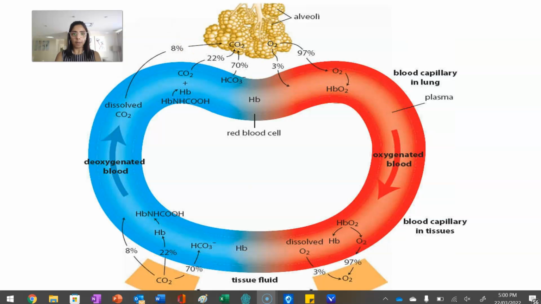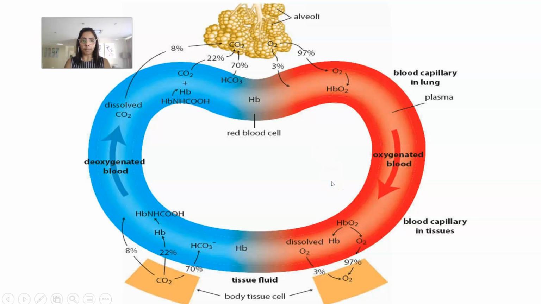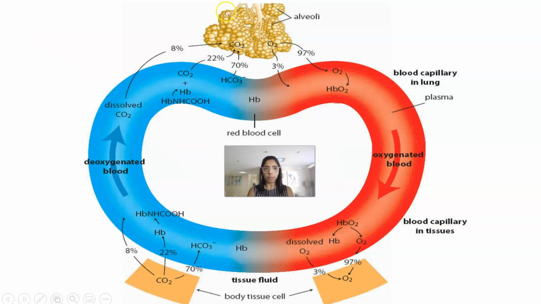Okay, so this diagram is from your textbook and it's a good summary of what happens throughout the body. So up here, these are the alveoli, and down here we have body cells, and we can see it's a constant loop of association and dissociation of oxygen with hemoglobin, and similarly with carbon dioxide and hemoglobin in the other direction.